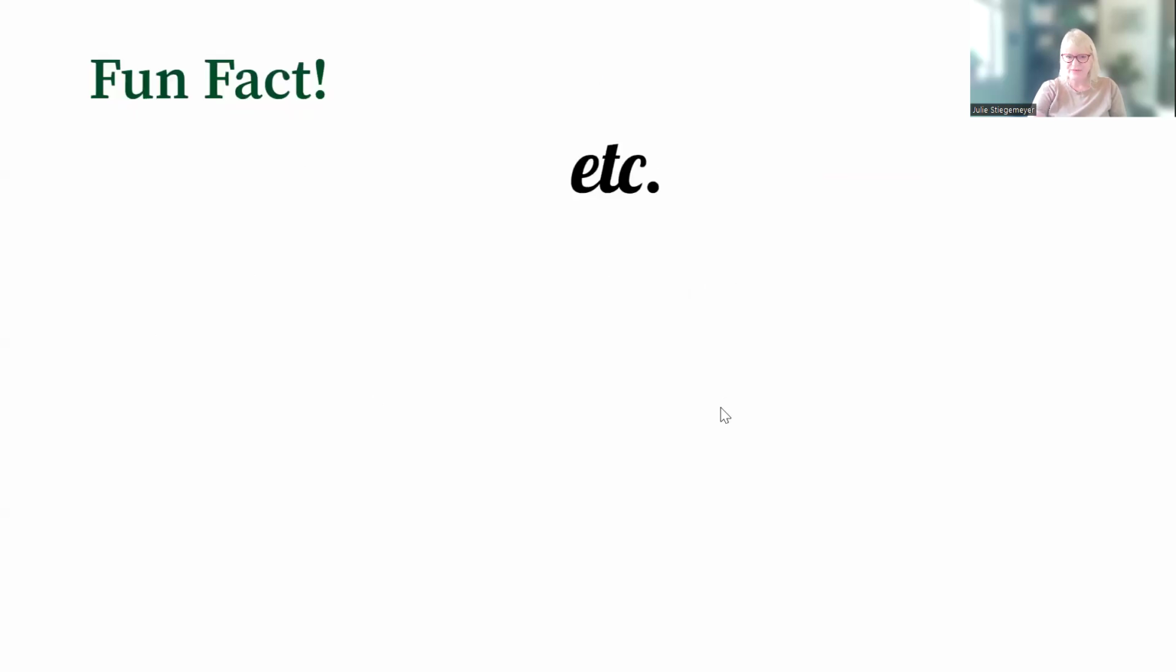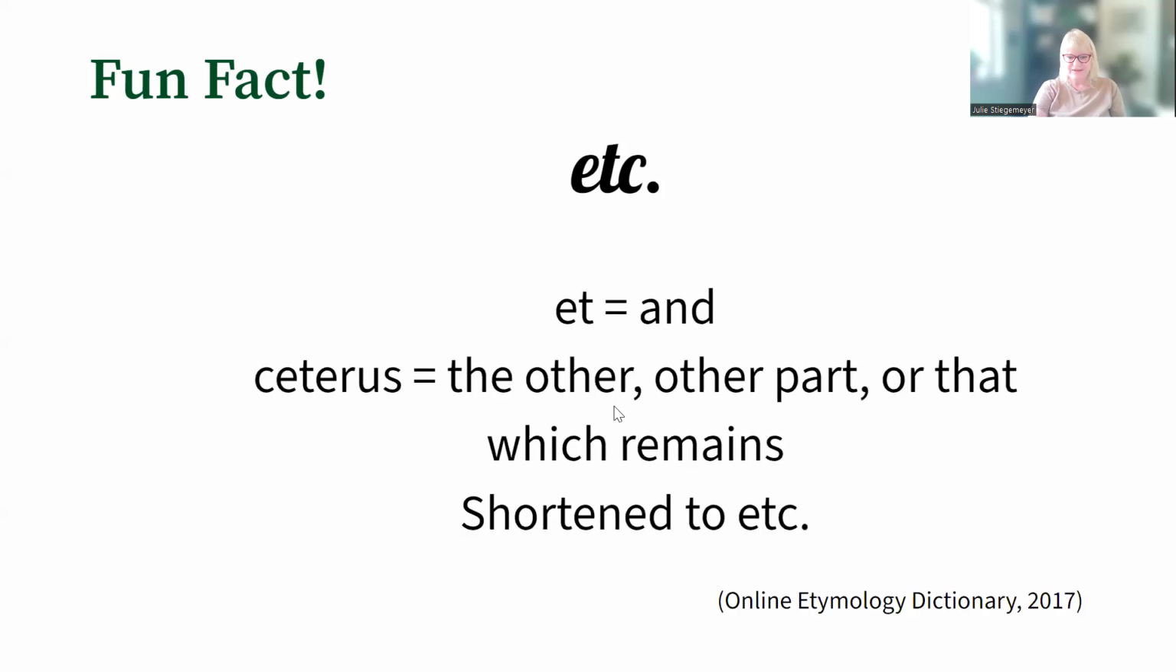And here's a fun bonus fact. Now that we know that et means and, I thought about this. Wait, what about etc.? What does that mean? So I looked it up on a great dictionary called the Online Etymology Dictionary, where you can read the history of words. And I found this information. So et, of course, means and. Ceteris means the other part, or that which remains. So on. So we shortened this to etc.